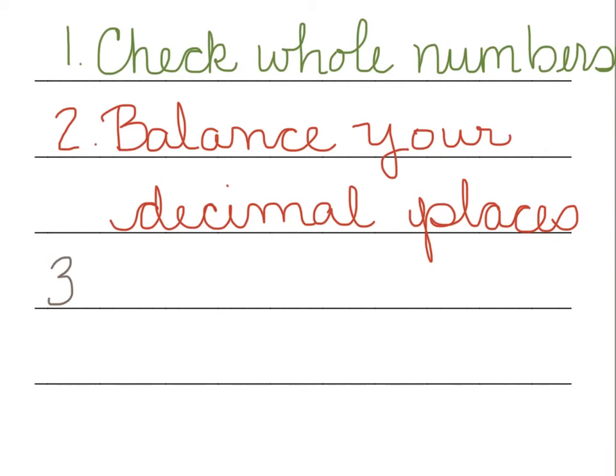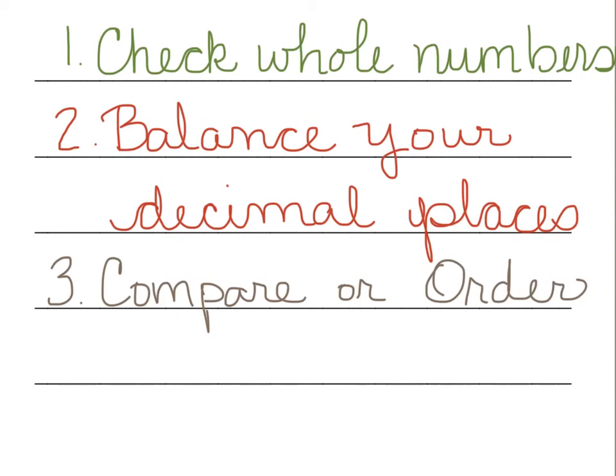And then the third thing you do is compare or order, whatever it is that they're asking you to do. Comparing is if you're doing 2 of them. Ordering is if you're doing more than 2. Now we're going to finish up today, but I'm going to give you a couple sample problems to do, and we will check those in class tomorrow.